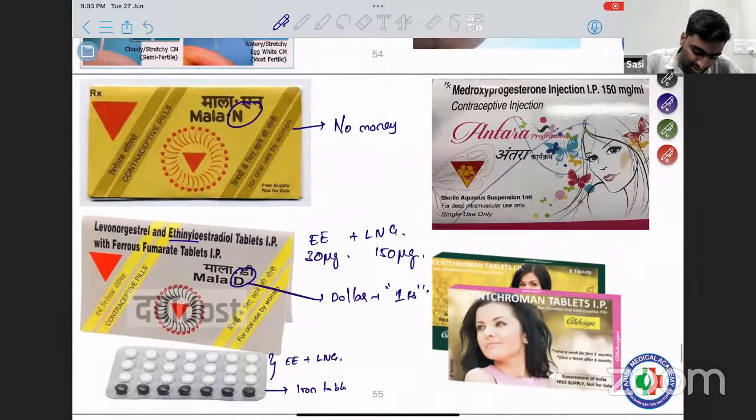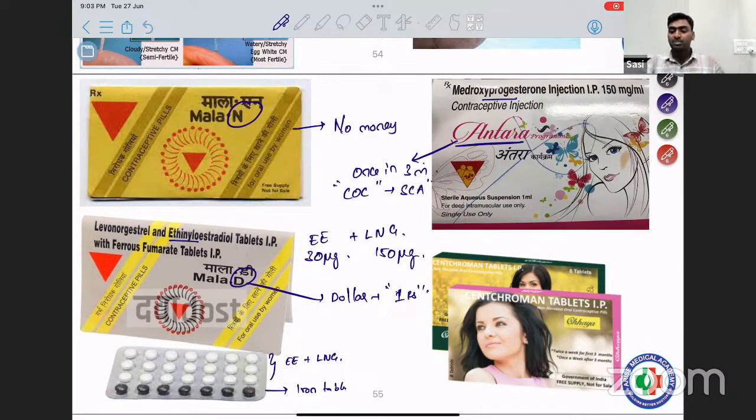Next one, you can remember this injectable one, which is marketed as Antara, which will be having medroxyprogesterone injections, given once in 3 months. Just remember, and one more thing: it is the contraceptive of choice for sickle cell anemia patients. It is the contraceptive choice for sickle cell anemia patients.